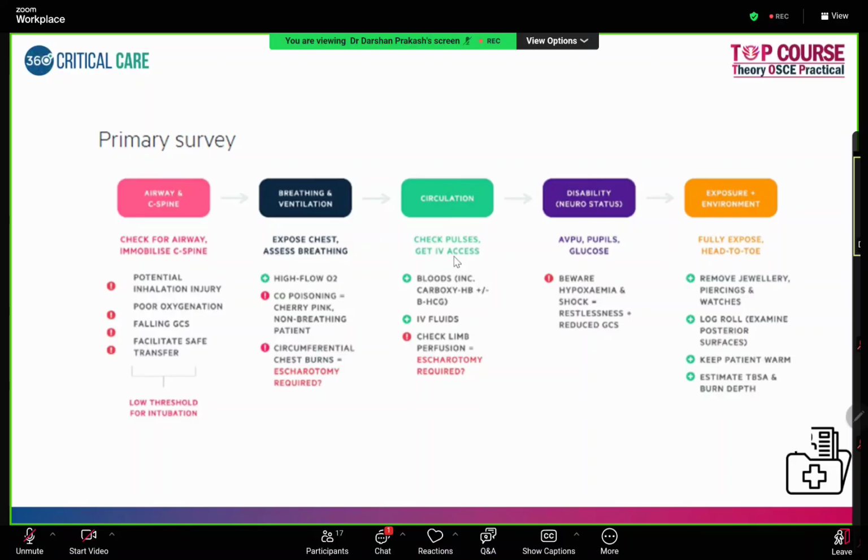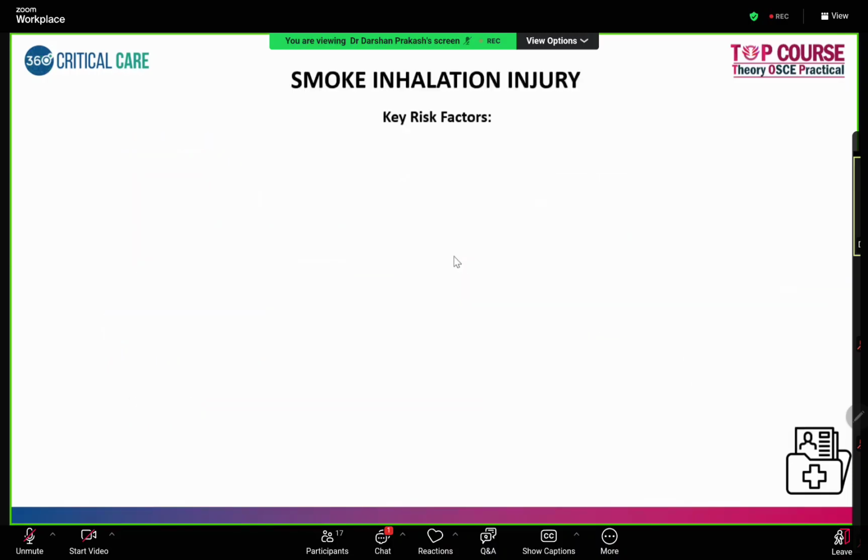Circulation, start with IV fluid resuscitation at the earliest. Okay, look for hemoglobinopathies if at all it's present. Look for other injuries and remove any exposure events which are going to worsen the patient's condition in the long run. Okay, be it clothing, be it jewelry, anything. Always follow your trauma principles, even in the case of burns.